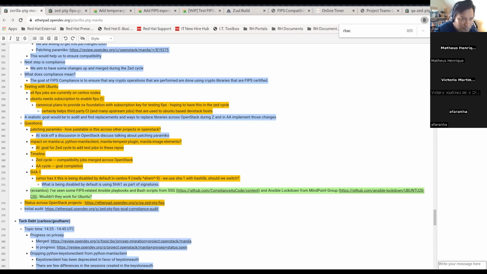Okay, so awesome. The last question we have here is Eduardo mentioned he's seeing some FIPS related Ansible playbooks and bash scripts from SSG and Ansible lockdown from Midpoint Group. Would they work for Ubuntu? I don't know those scripts. I'll have to take a look.